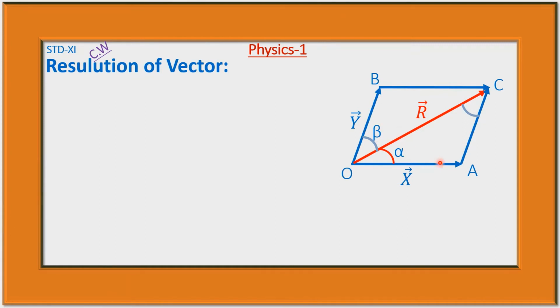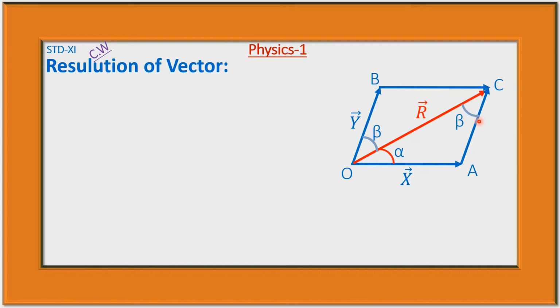Here in this parallelogram, OB side and AC side are parallel to each other, and this angle is beta. Therefore, this angle, that is angle C, will be beta. As the angle BOC is equal to beta, therefore angle OCA is equal to beta. This is the alternate angle beta.